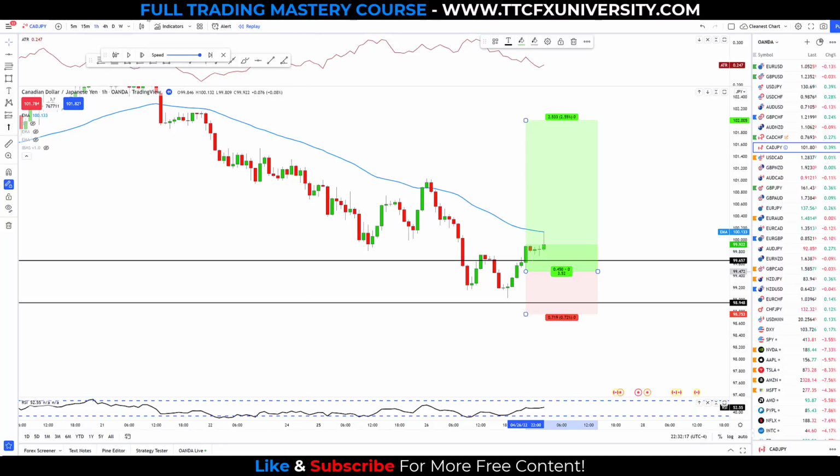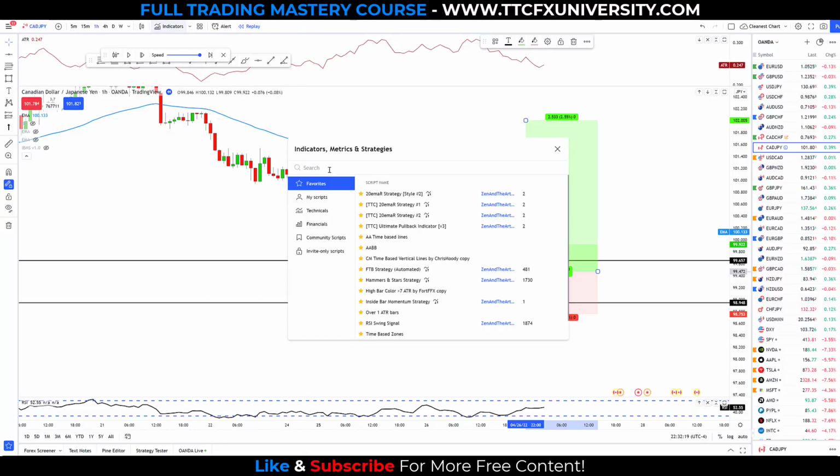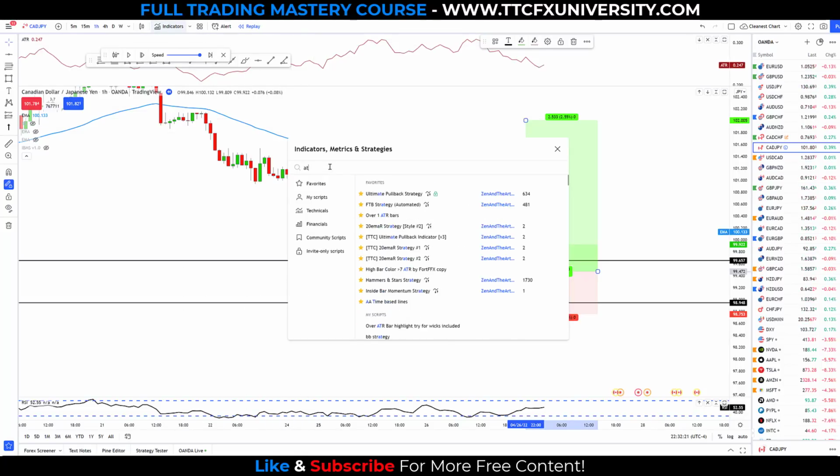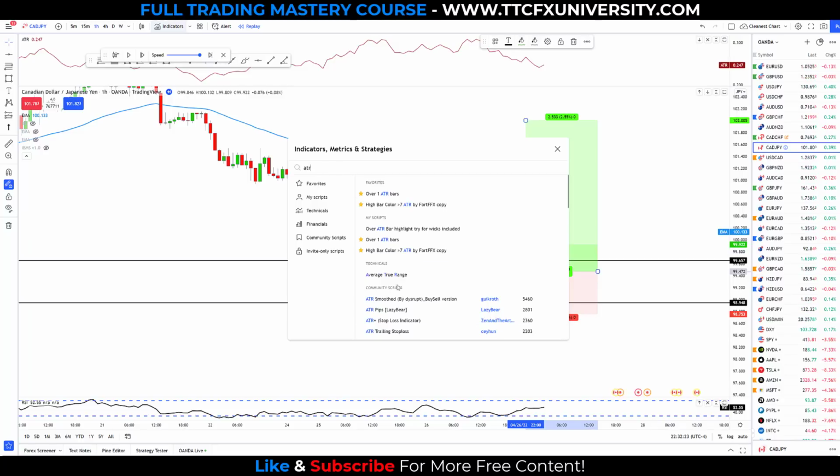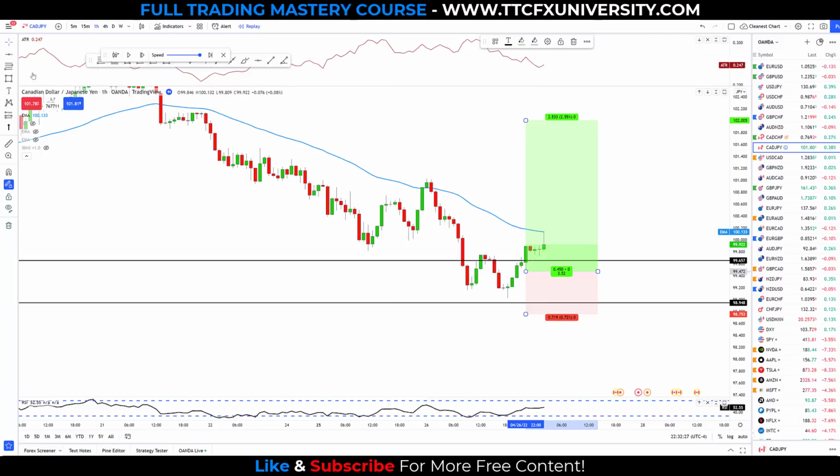Super simple to find. Go to indicators, should be on any platform. Type in ATR or average true range, and it should be one of the first ones right here. It's under technicals, average true range. Click it, it'll be plotted on your chart. So upon the candle that I enter into the market, I look up to the top left, you'll see 0.260. We don't count that last little tick in the Forex market, so that's really just 26 pips.